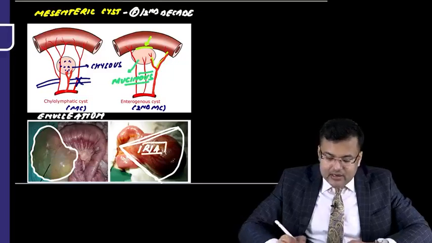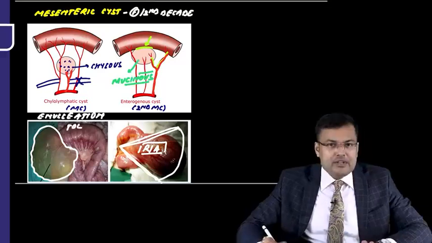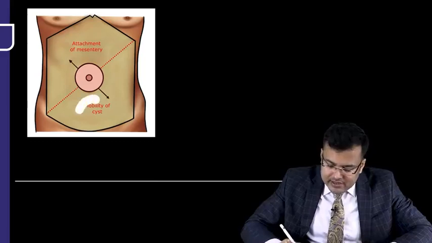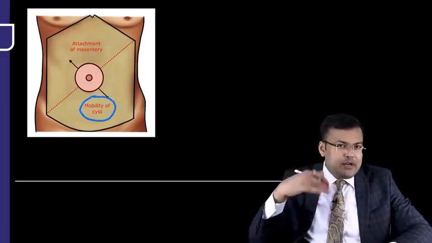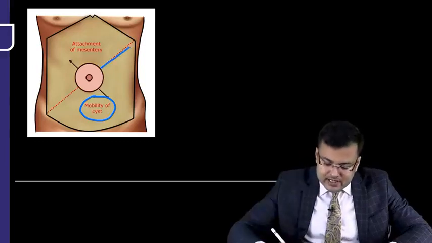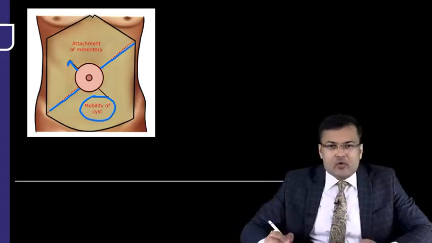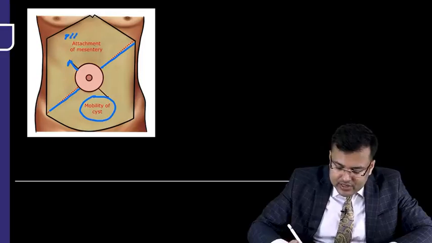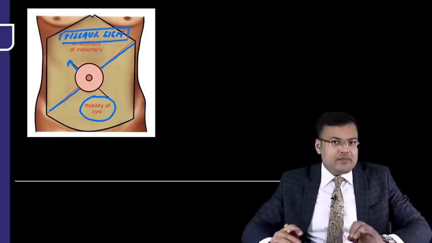And in chylolymphatic cyst, what is the treatment? Treatment of choice is enucleation. Simple. So in this image you can see this is the cyst and it is mobile. It is moving perpendicular to the attachment of mesentery. This is the attachment of mesentery. What is the name of this sign? This is known as Tillaux sign, when the cyst is moving perpendicular to the attachment of mesentery.